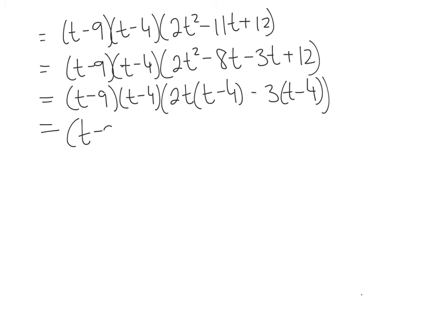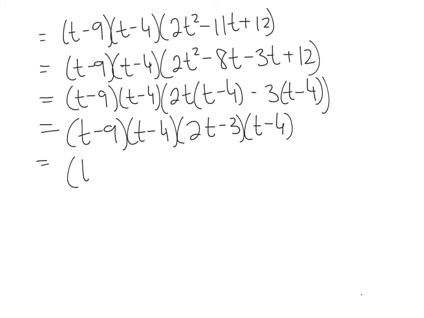So our final expression here is t minus 9, t minus 4, 2t minus 3, and t minus 4. Okay, let's clean it up. So t minus 9. I'll bring the t minus 4's together, so it's squared, and 2t minus 3.